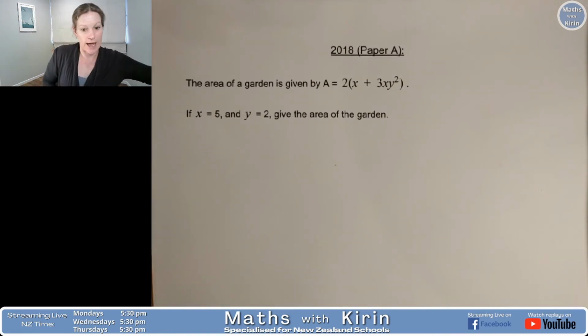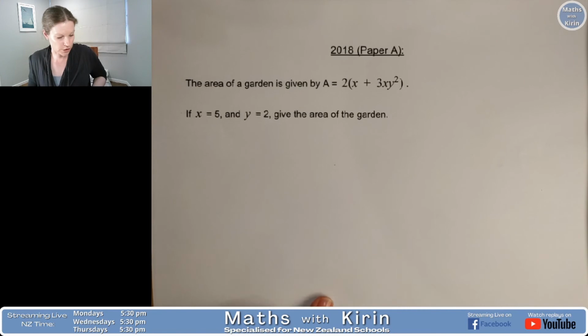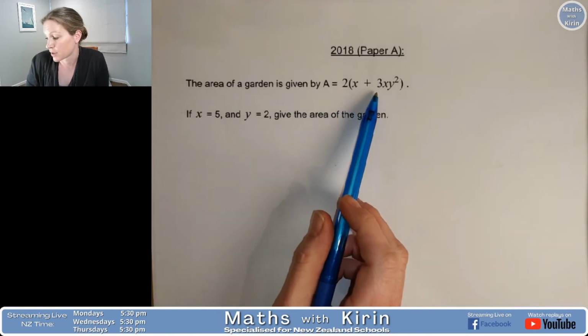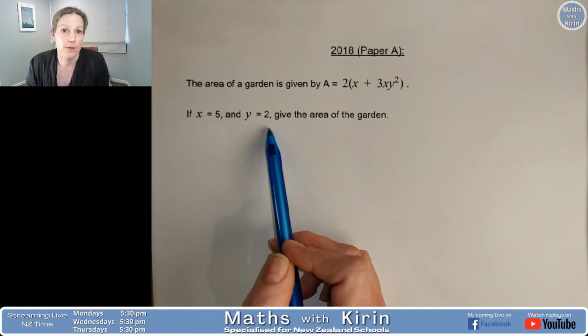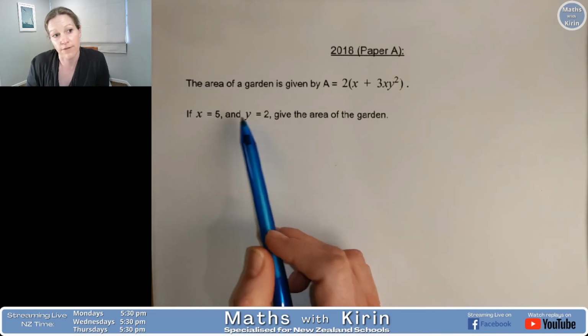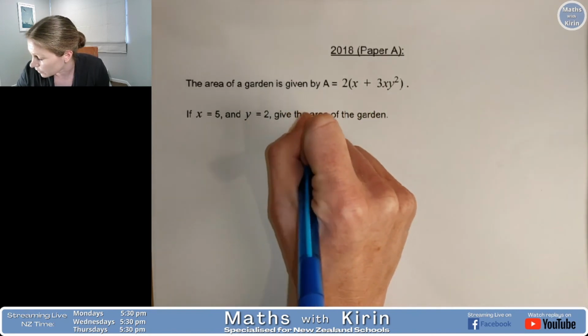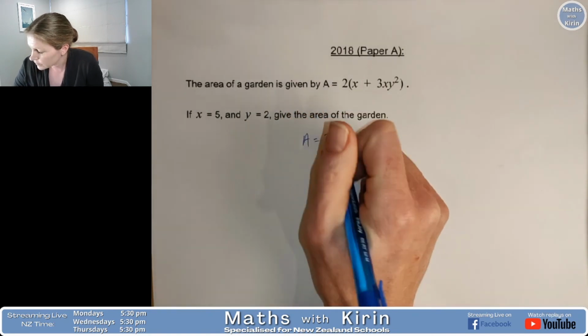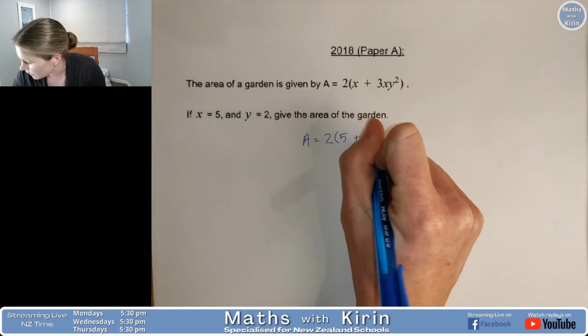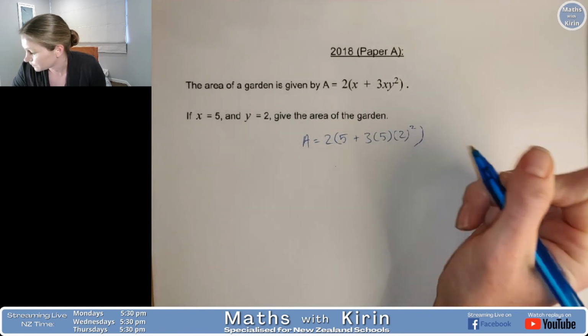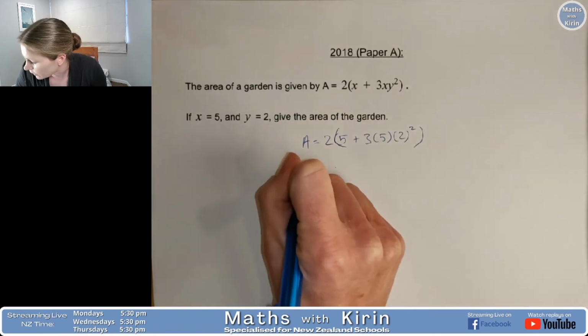And this is the last exam question that I have to go through today. This is a substitution one. The area of a garden is given by A equals 2, and then in brackets x plus 3x squared. The question is asking us, if x is equal to 5 and y is equal to 2, give the area of the garden. So we substitute x with 5 and y with 2, and put brackets around that.